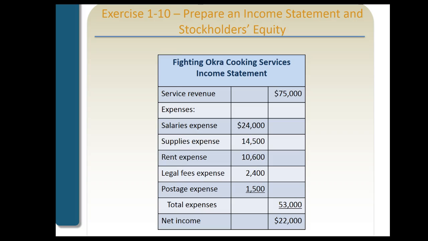We start with revenues. You see service revenues of $75,000. And then from there, we categorize all of our expenses. We total those expenses. The salary expense of $24,000, supplies expense of $14,500, rent expense of $10,600, legal fees expense of $2,400, and postage expense of $1,500 give us a total of $53,000 of expenses. The difference of the service revenues minus the expenses give us our net income of $22,000.